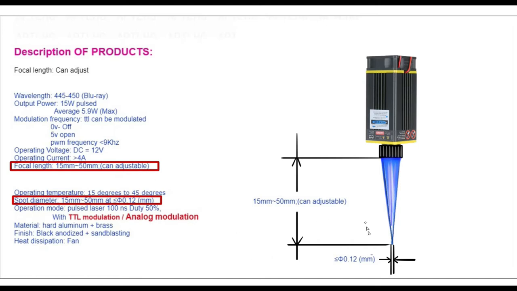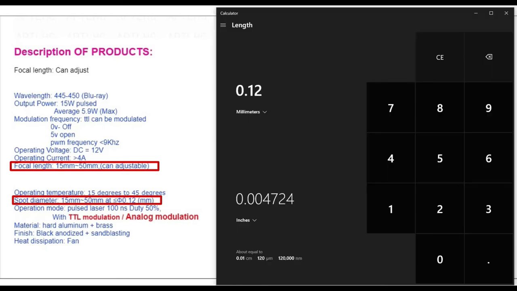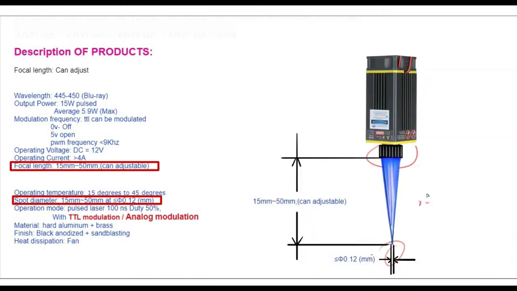And the spot diameter, which is this part right here, would be 0.12 millimeters. 0.12 millimeters will be 4 thousandths of an inch. Instead of 0.004, we're gonna do 0.020, or 20 thousandths of an inch.